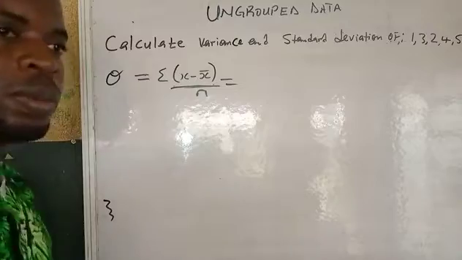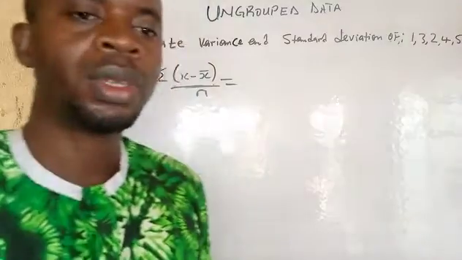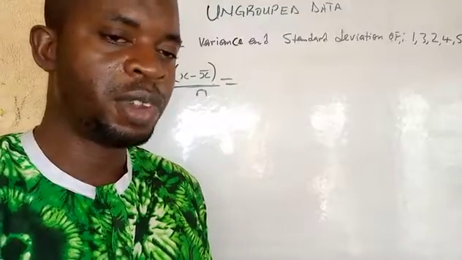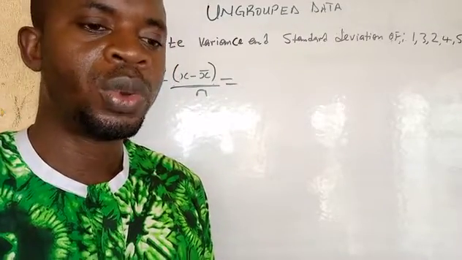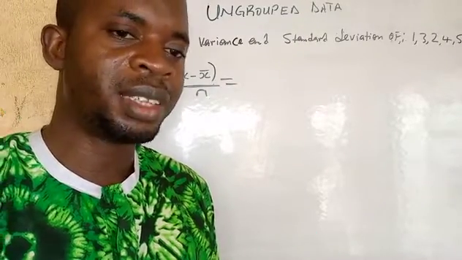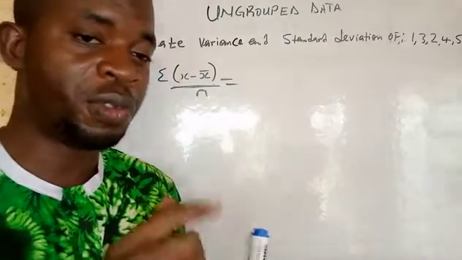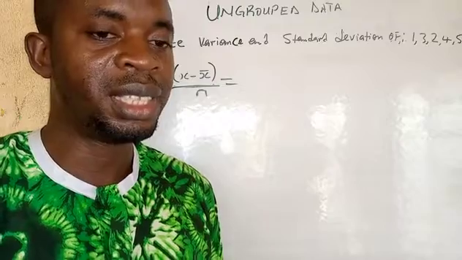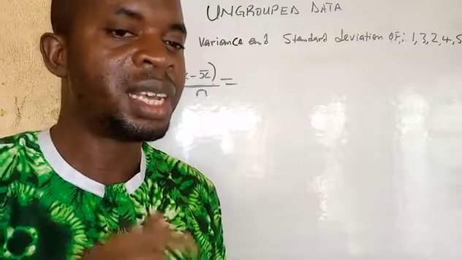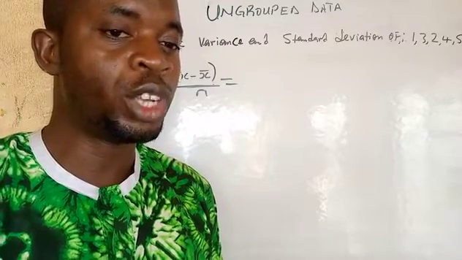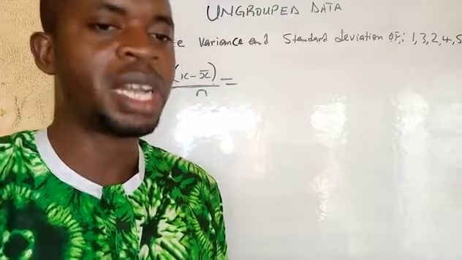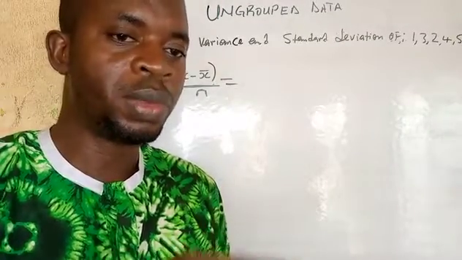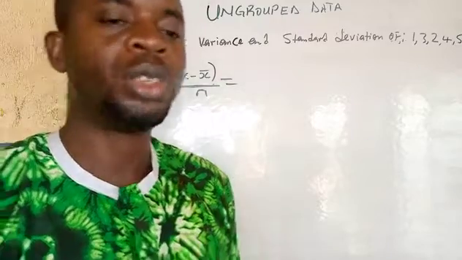Okay, now let me quickly say this. The only difference between variance and standard deviation is that the square root of variance is the standard deviation. I take it again. The square root of what? Variance is your standard deviation. It means that you find your variance, then you can now find the standard deviation. So when you get your variance, get the square root of that variance, you have your standard deviation.